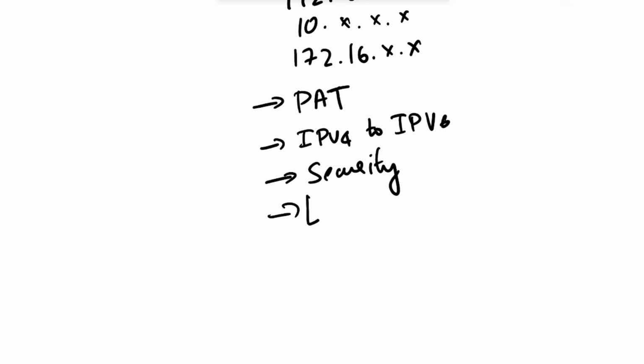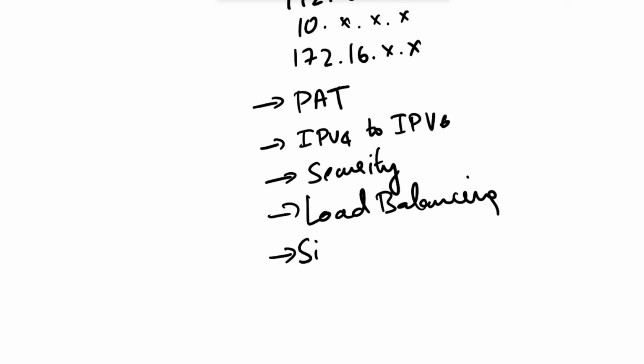Next is load balancing. In some cases, NAT can be used for load balancing purposes. Multiple servers in a private network can share a single public IP address, and incoming traffic can be distributed among them based on specific criteria, like, for example, port numbers.